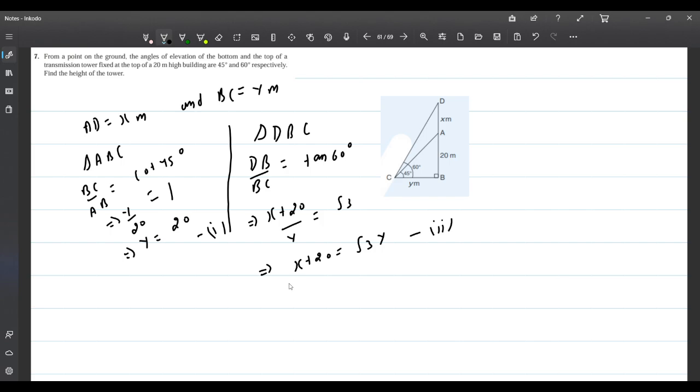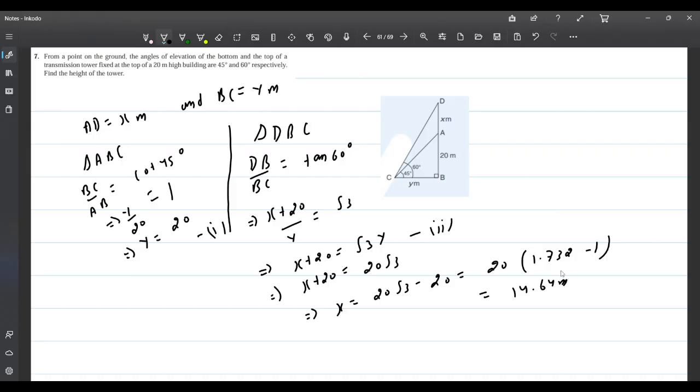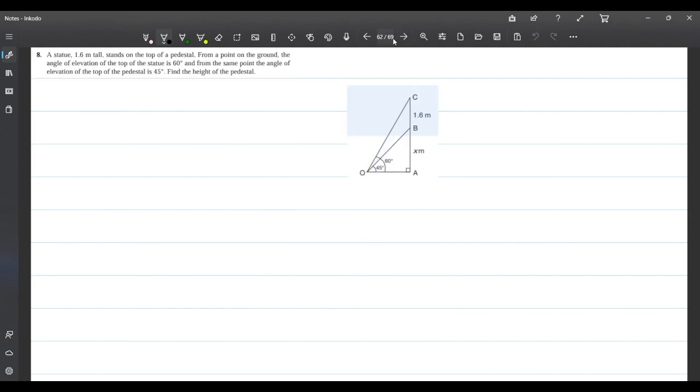So from 1 and 2 we get x plus 20 is equal to 20 root 3. So x is equal to 20 root 3 minus 20, which is equal to 20 into the value of under root 3 is 1.732 minus 1, which is equal to 14.64 meter. So height of a tower is 14.64 meter. Now move to the 8th question.